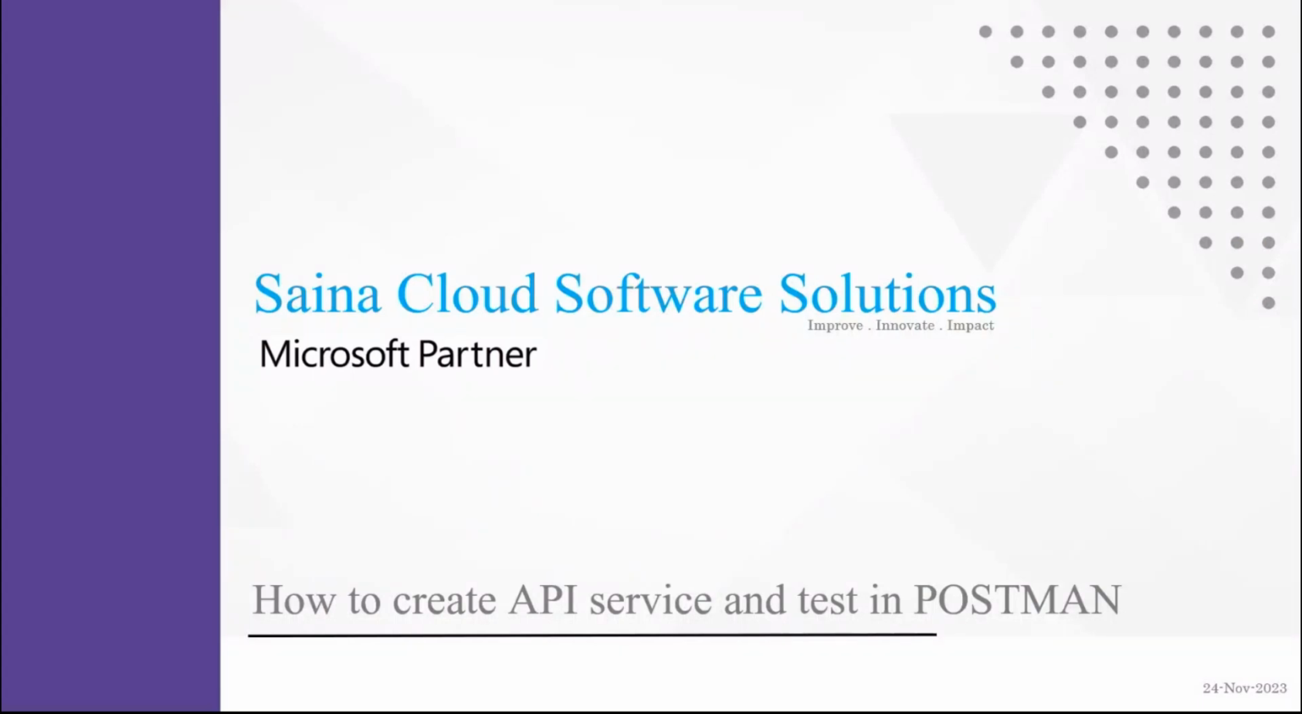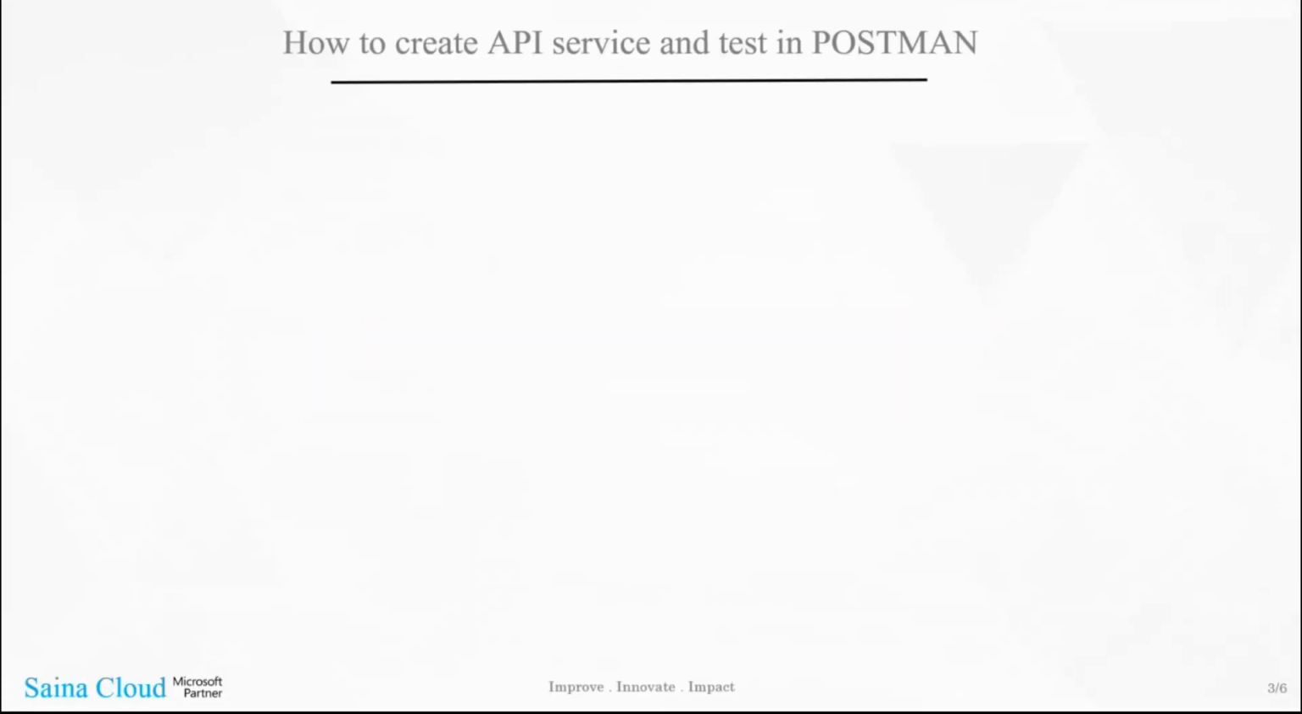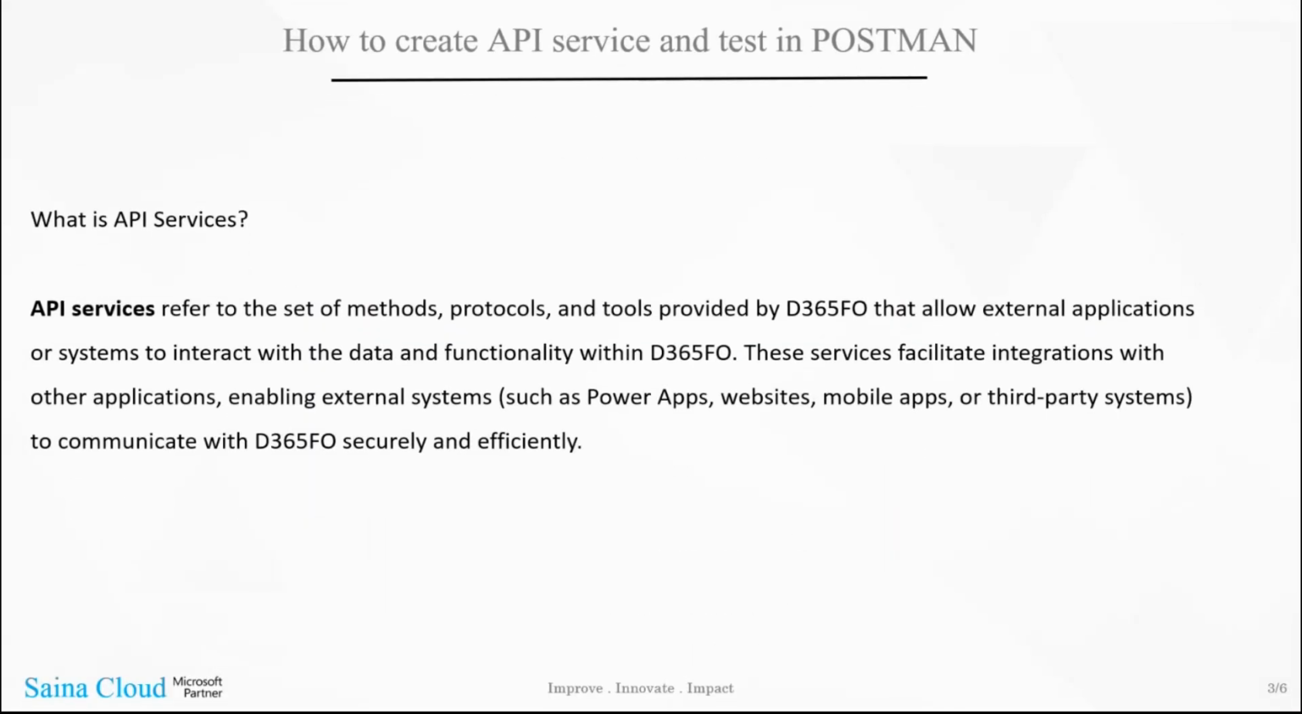Today I'll be explaining how to create an API service and test it in Postman. First of all, let us know what API services are. An API service refers to a set of methods, protocols, and tools provided by D365. It allows external applications or systems to interact with the data and functionality within D365.